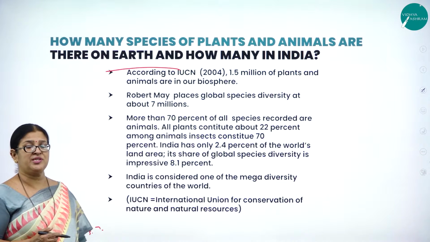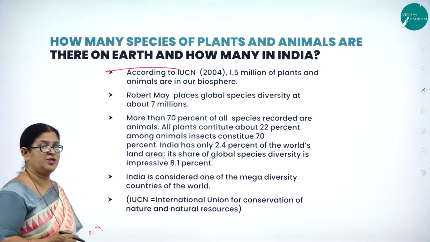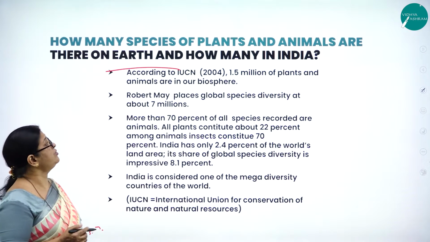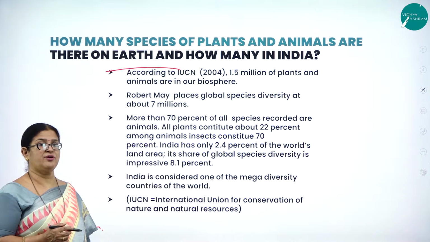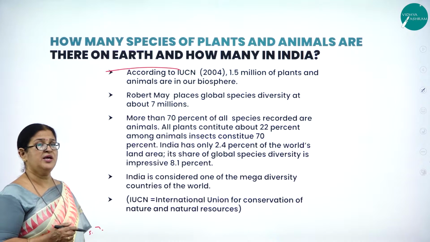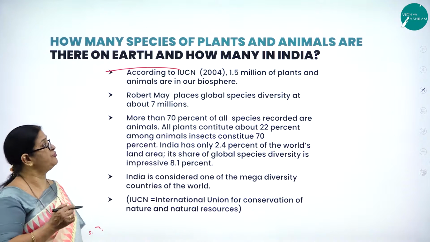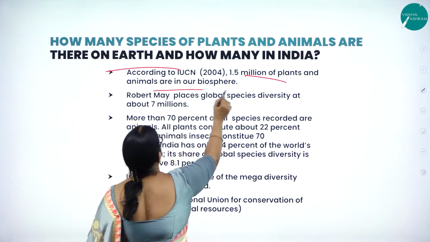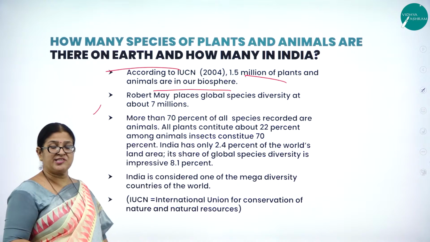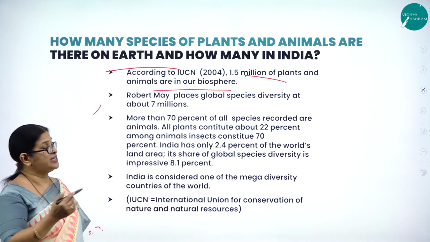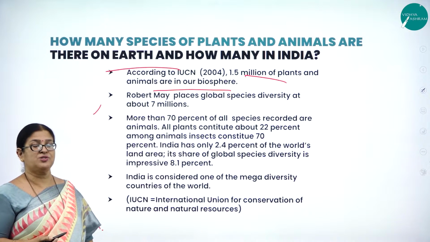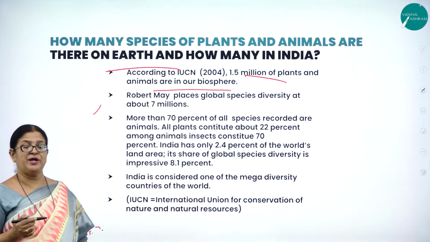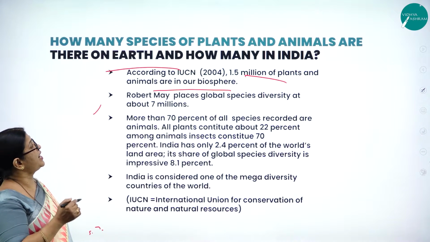Now, according to IUCN, what is IUCN? International Union of Conservation of Nature and Natural Resources. So, according to IUCN, which was established in 2004, 1.5 million plants and animals are in our biosphere. This is an approximate estimation. More might be added to this estimation or more may be deleted also from this estimation. But it is an approximate estimation that is given about the biodiversity species on this planet Earth.